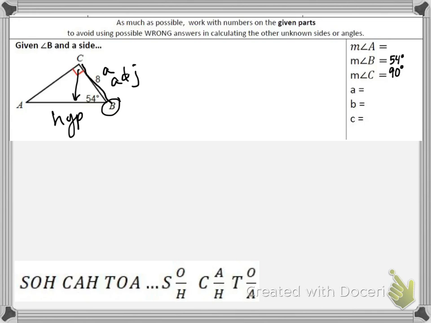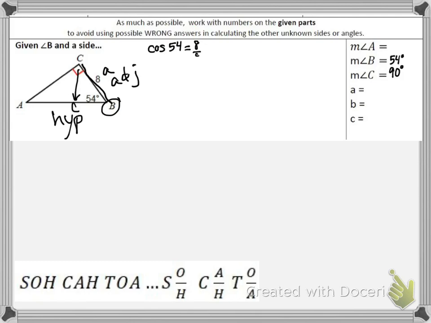Using adjacent and hypotenuse, I'm going to have to go with cosine. So I'm going to say the cosine of the angle I know, which is 54, equals the side adjacent, which is 8, over the hypotenuse I don't know, and we're going to call that hypotenuse C because it's opposite from lowercase c.